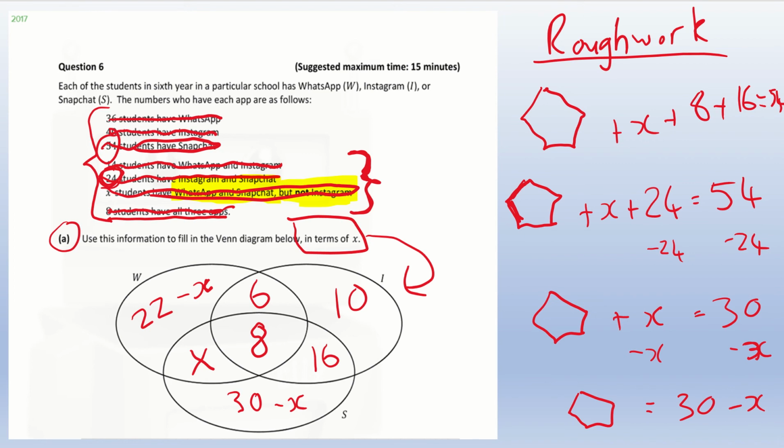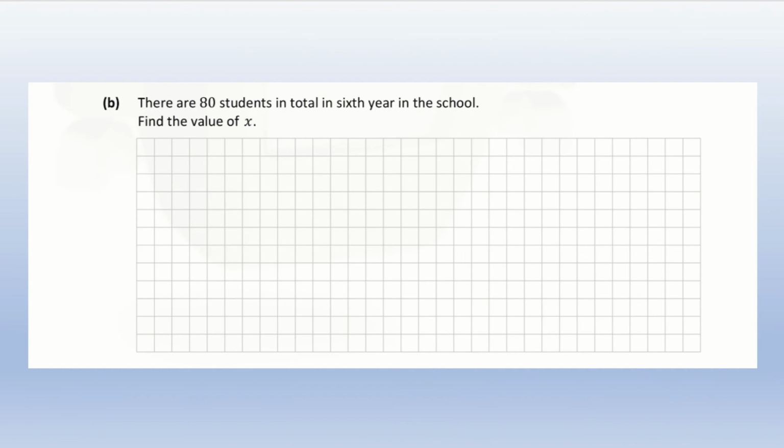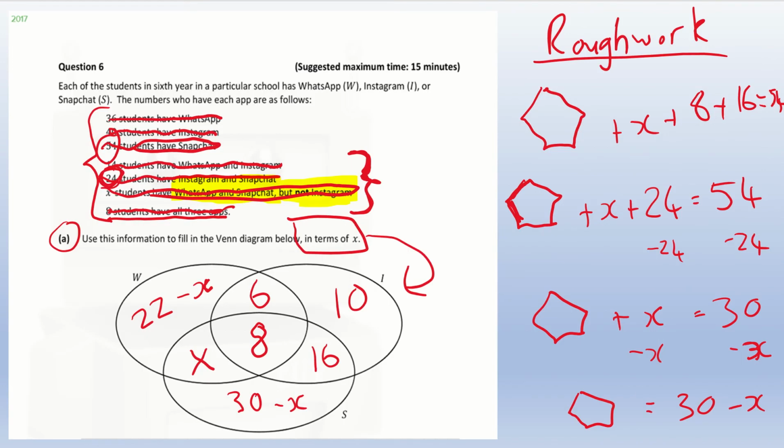Otherwise, you will end up in trouble. Okay, if we have a look at the B part of our question to finish that off, it tells me that there are 80 students in total in 6th year in the school. So find the value of x. Well, you've done all the hard work here.